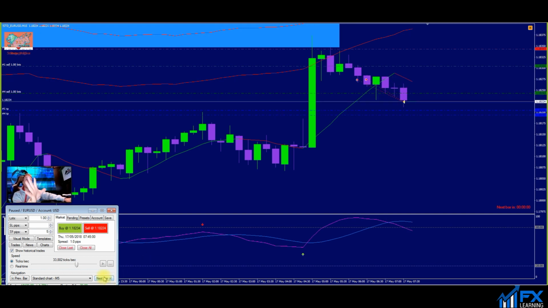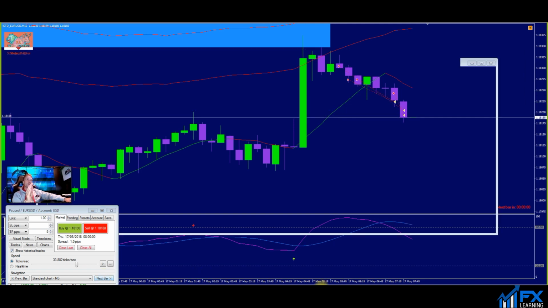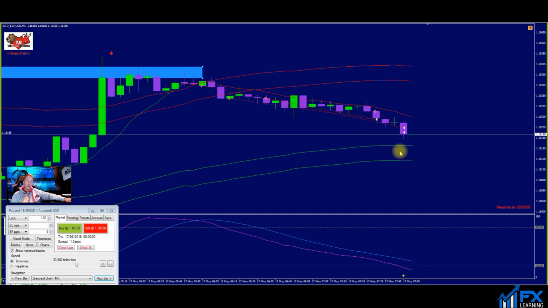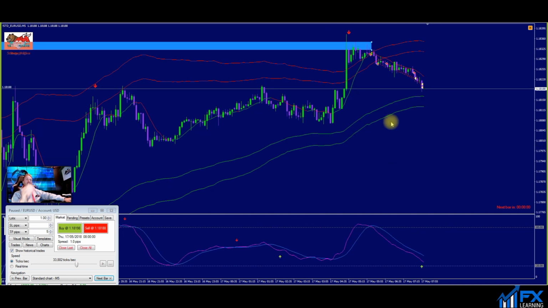Okay, so trades start to hit take profit. Let's see what happens. We'll go back over to the 5 minutes. And there we go. In and out. Okay, so what you can see here is that I've maximized my profits from one setup. And that's why I stack my trades.